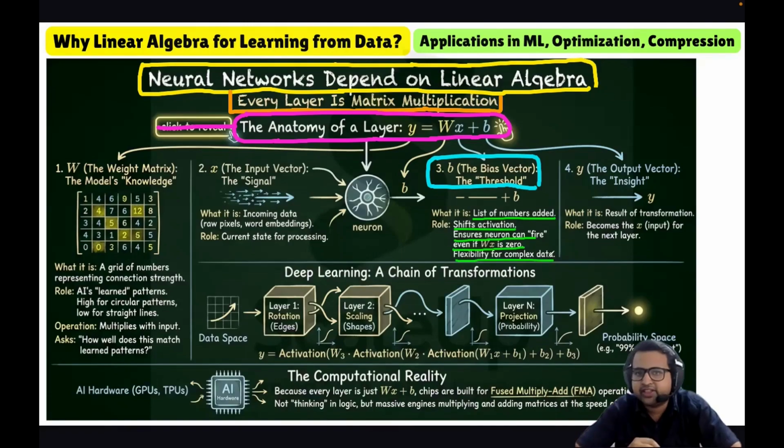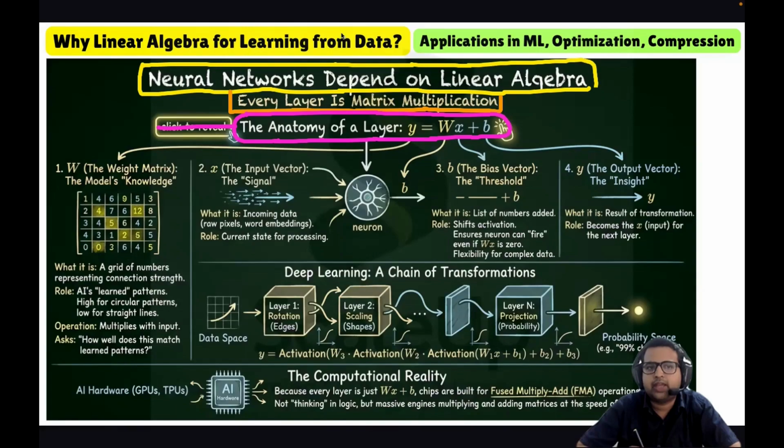So in the equation y = Wx + b, b is the bias vector, a list of numbers added to the result of the multiplication of W with x. The bias vector ensures the neuron can fire even if the product Wx is 0, and it provides the flexibility needed to fit complex data. Then we have small y, which is the output vector.